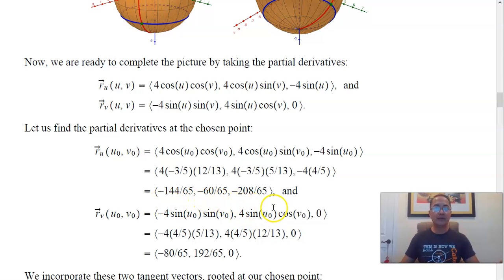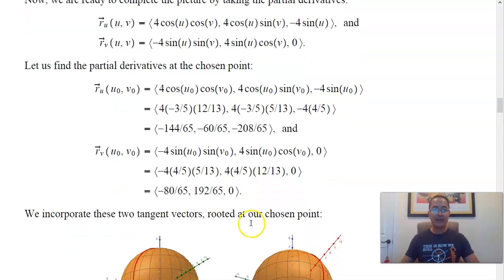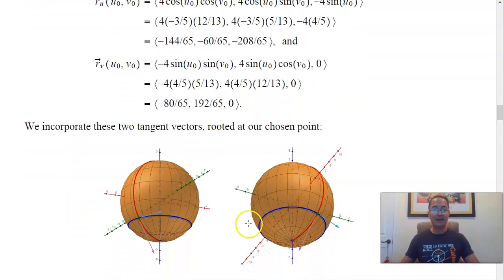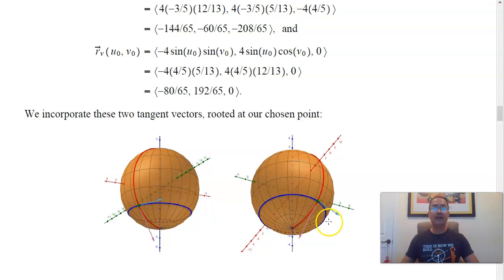Simplify. Again, let's put all over 65 so we can compare apples to apples and not oranges. Okay, same thing for partial of r with respect to v at the given point. Okay, and we are ready now to complete the picture with these two tangent vectors.